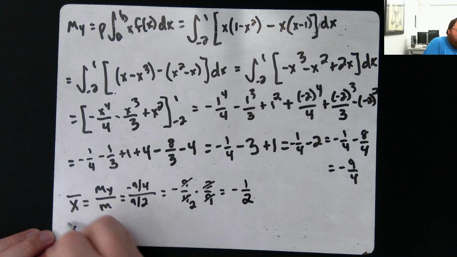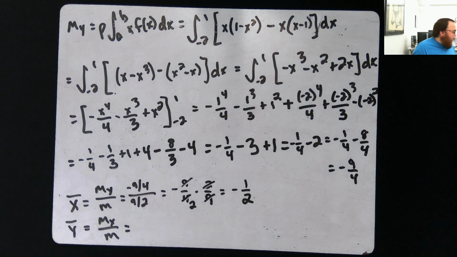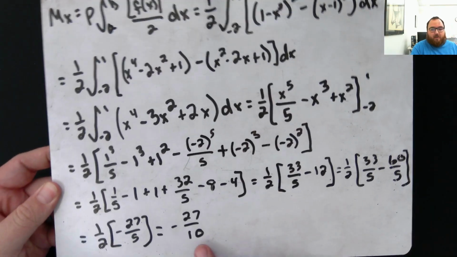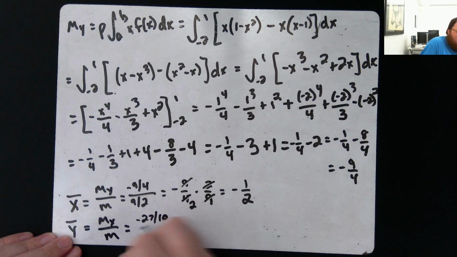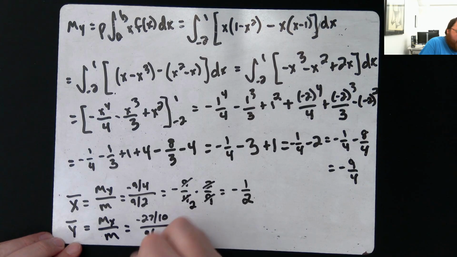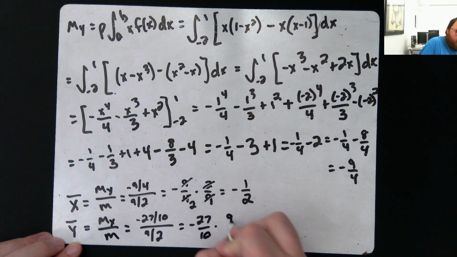And then my centroid for y is going to be the moment about x over my mass. The moment about x we got was negative 27 over 10. So it's going to be negative 27 over 10 over my total mass, which we said was 9/2. Keep, change, flip.